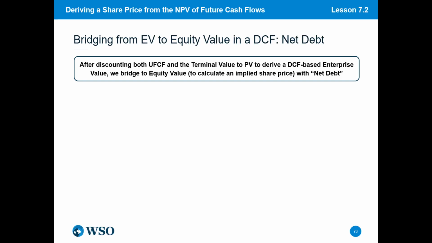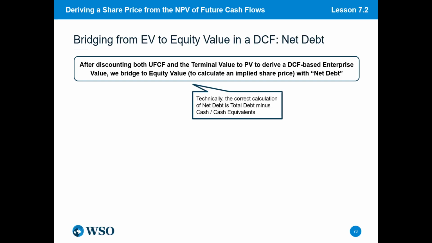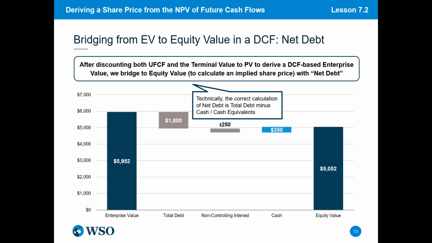And that is by subtracting out net debt. Now, when I say net debt, what I really mean by this is total debt minus cash and cash equivalents. So I think a nice illustration we have here is a purely illustrative build from enterprise value down to equity value. But what we can see here is that our total debt is 1,000. Also, total debt will include things like non-controlling interest, and preferred stock is another tranche that would be included here. But we're assuming a relatively simple capital structure.